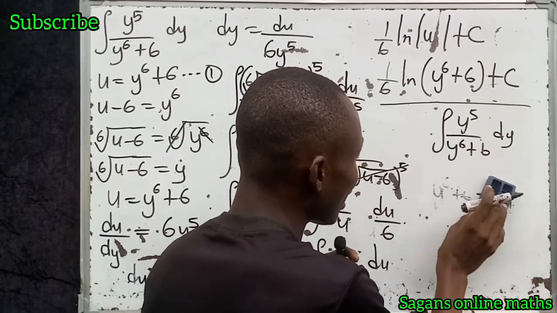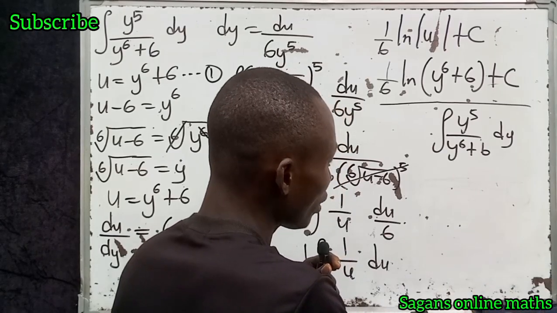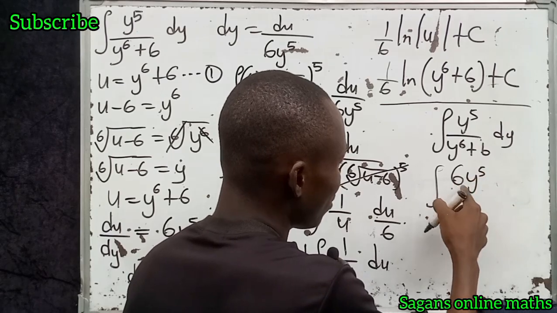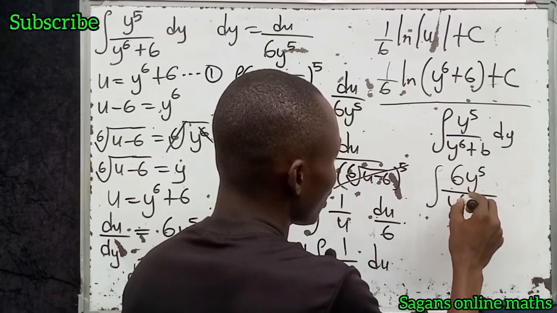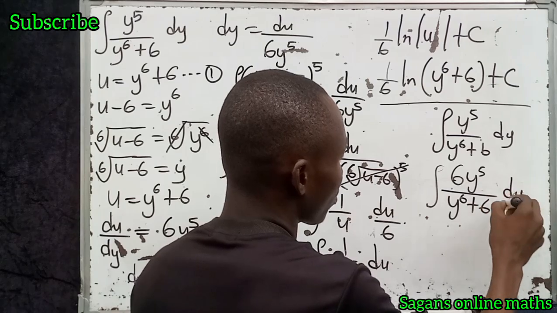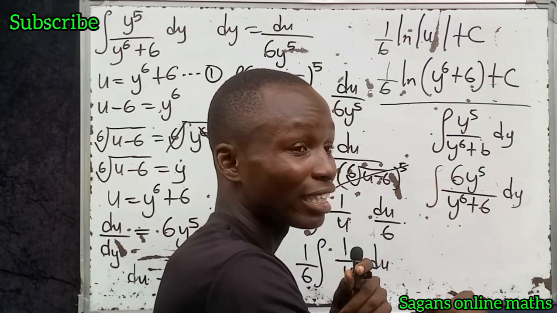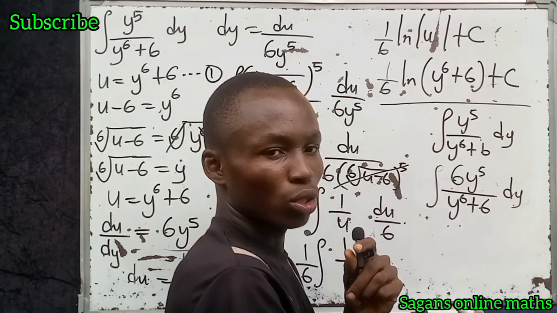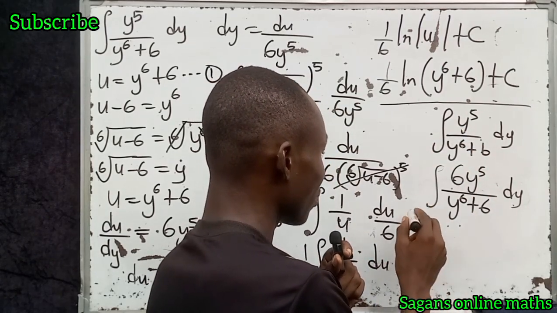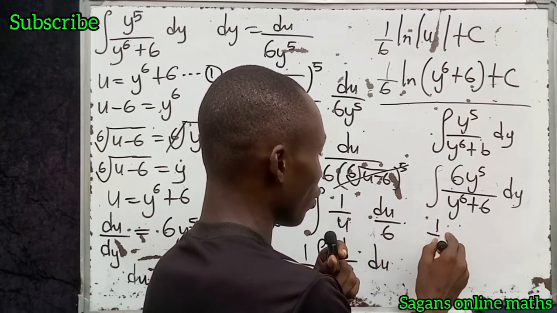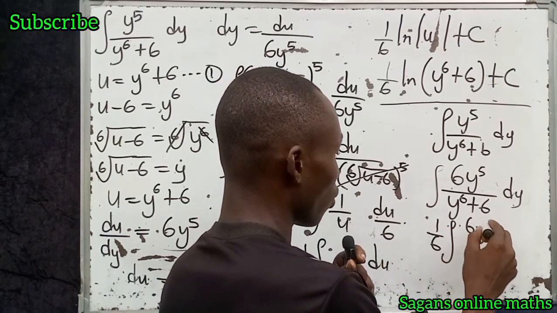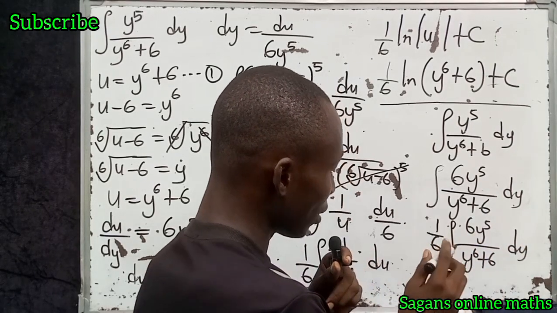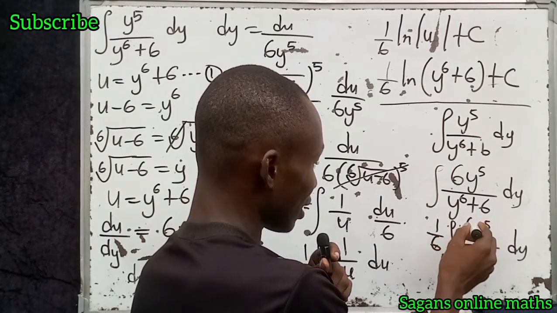What if I multiply the numerator by 6? The integral of 6y to the power of 5, divided by y to the power of 6 plus 6 dy. Since I multiply this by 6, I have to multiply it by the reciprocal of 6, because if I leave it like this, this is not the original function. It's another function. So I have to multiply it by 1 over 6. 1 over 6, the integral of 6y to the power of 5 divided by y to the power of 6 plus 6 dy. Now, just agree with me that this is the same as this, because this 6 will cancel out this and we'll still be left with this.